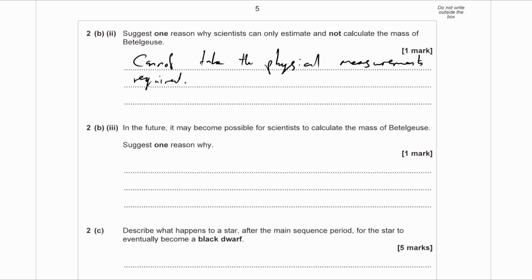Okay, right, you could have got the mark in this question for a few different answers. You could have quite simply said that we don't at the moment have the technology, because in the future, who knows, maybe we're going to be able to measure the mass of any star. All right, that leads quite nicely on to the next question, because it says in future it may become possible to calculate the mass of that star. Suggest reasons why. And you can say, well, advances in technology may allow this to be calculated.